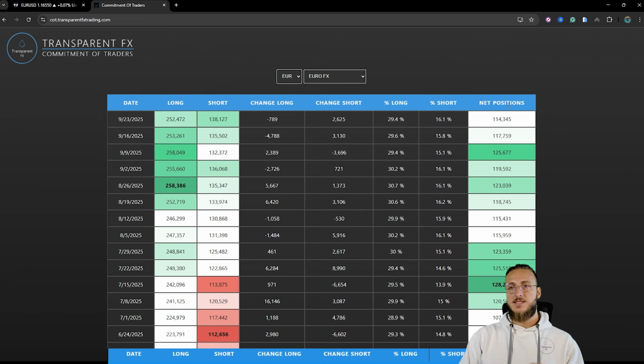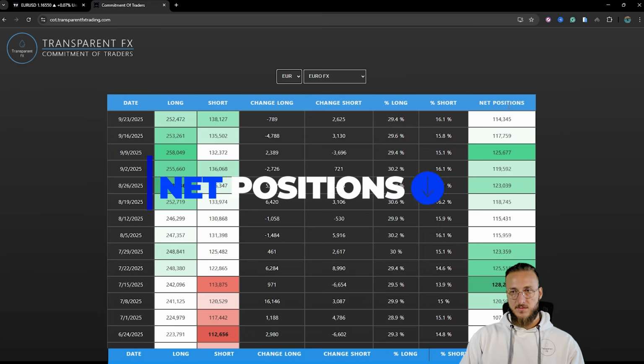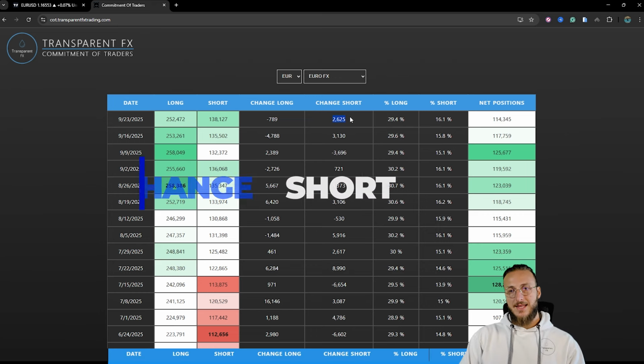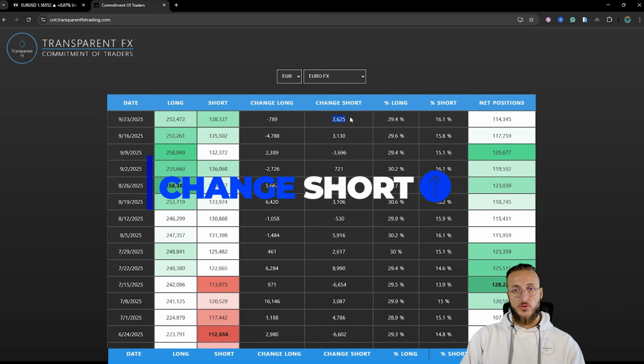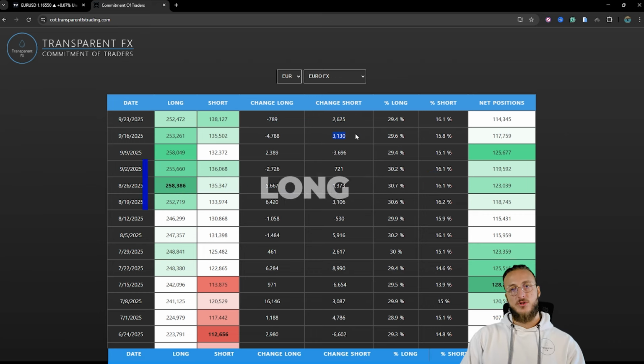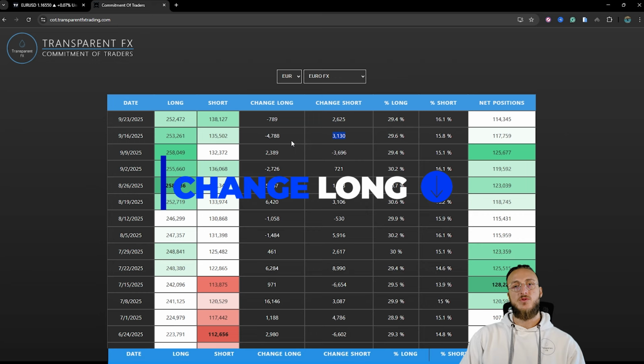And what we can see is that net positions with the last reports have been decreased massively. We went from 125.6k net positions down to 114.3k net positions. So we had a clear decrease in net positioning, with institutions adding 2,600 shorts just with the last report, closing 700 longs, another 3,100 shorts added with the previous report, closing 4,700 longs.